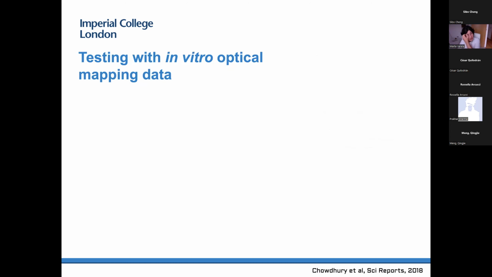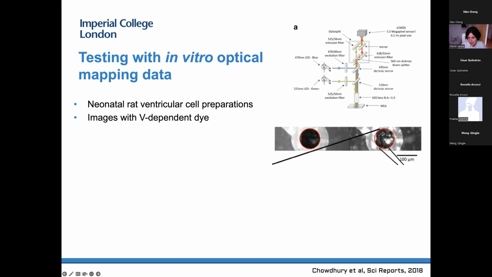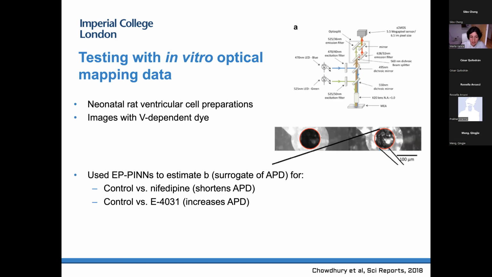So then we decided to train with real experimental data. We used optical mapping data, which I've shown you before. These are cells from the ventricle of rats, and you prepare them with a dye that depends on the transmembrane voltage. So here's your setup. These are very high spatial and temporal resolution images.